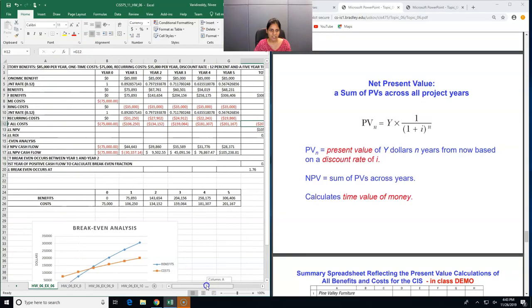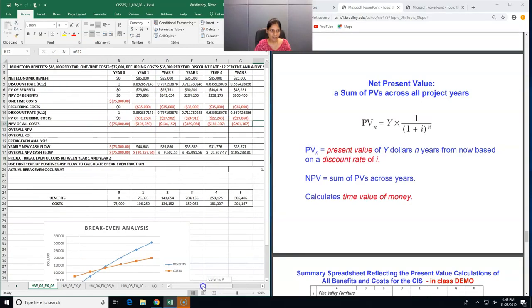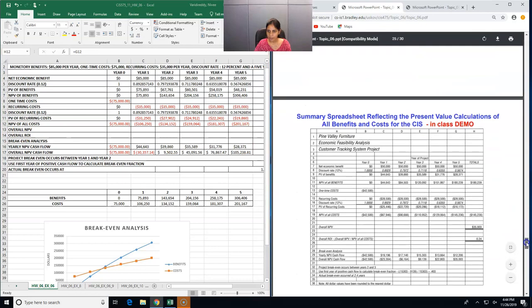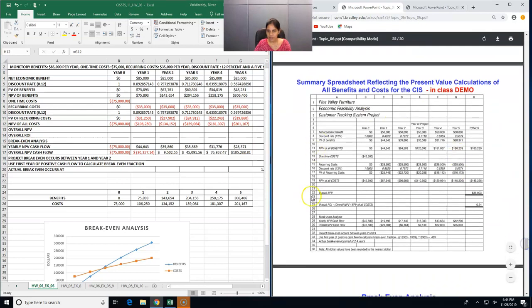Okay, so now that we have the NPV of all benefits and NPV of all costs, let us see how to calculate overall NPV. On your course website, you can even find a demo. You are provided with certain formulas. You can just use it as a reference while doing this.